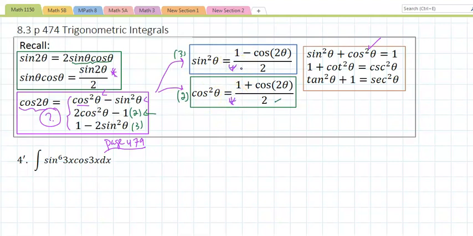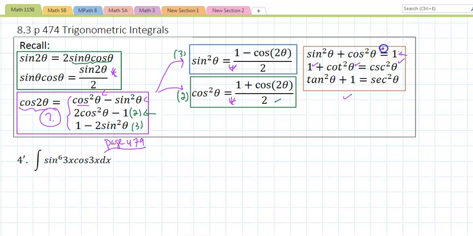And of course, the Pythagorean identities we must know. The sine squared plus cosine squared equal 1. If you divide by sine squared each of those, so sine squared over sine squared is 1, cosine squared over sine squared is cotangent, and 1 over sine squared is cosecant.